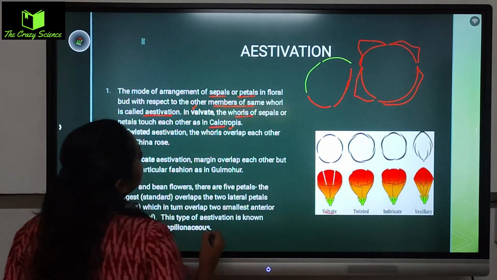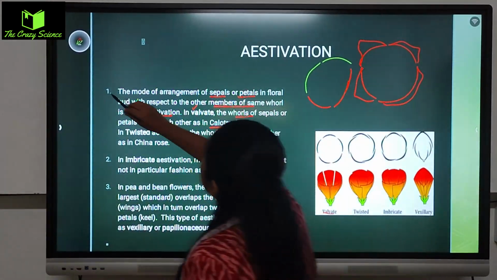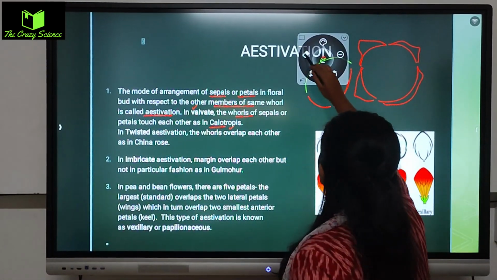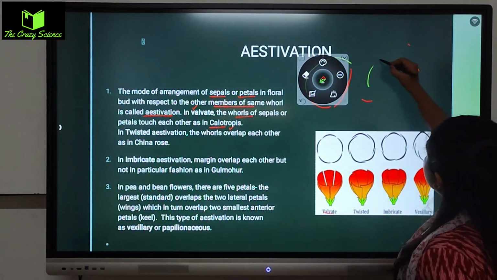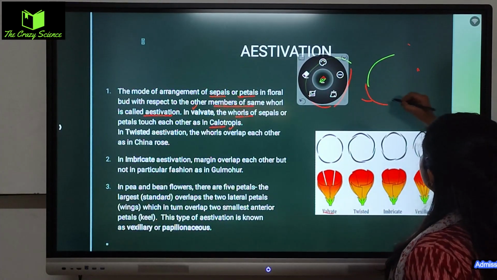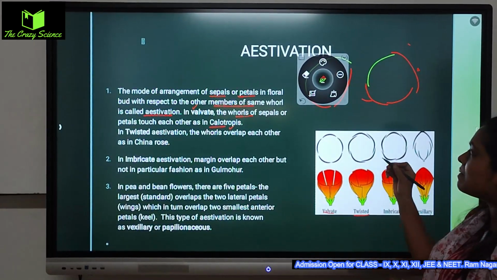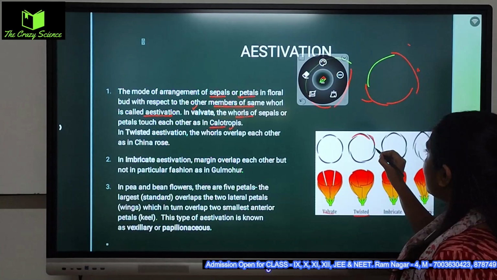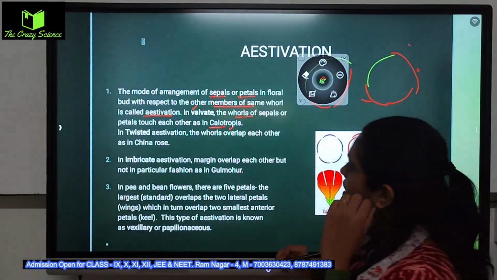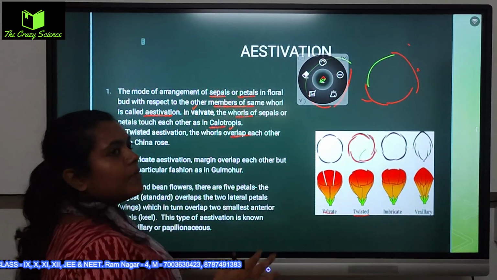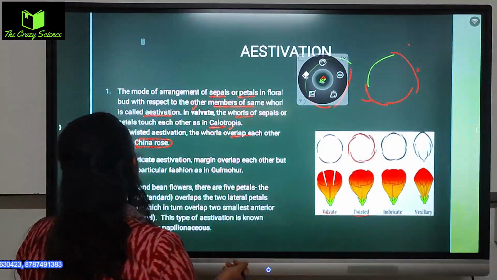For example, calotropis, you can see these are examples. Next is twisted. In twisted, one will be inside and one outside, one inside and one outside they will be located. This is how twisted is: one inside, one outside, one inside. You can see this one inside, this one outside. This is called twisted, where the edges overlap. An example is China rose or hibiscus, very easily seen, you can easily get it.